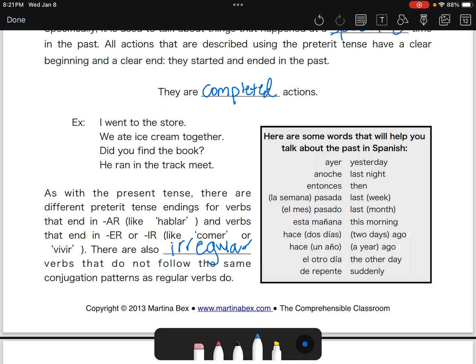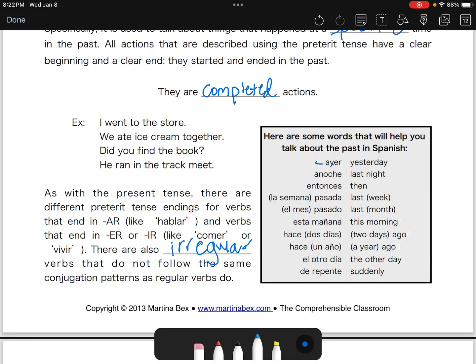Here are some words that will help you talk about the past in Spanish. Now, these are specific to the preterite because there's other words like a veces, sometimes, words like that are siempre, always, that are another type of past tense called the imperfect. But these are one and done is what they say, completed action. So words like ayer, if you did something yesterday, you would be in the preterite.